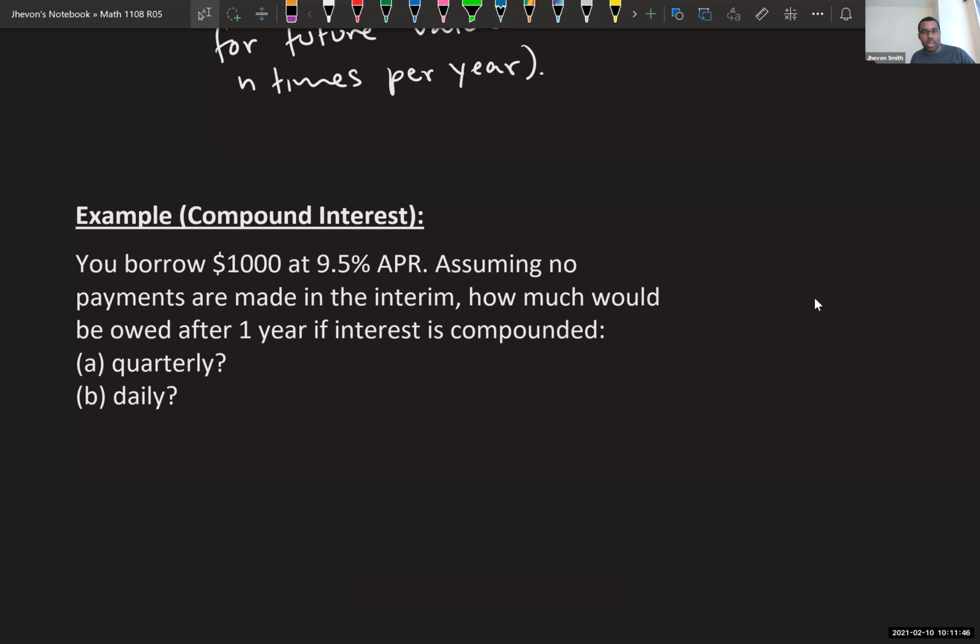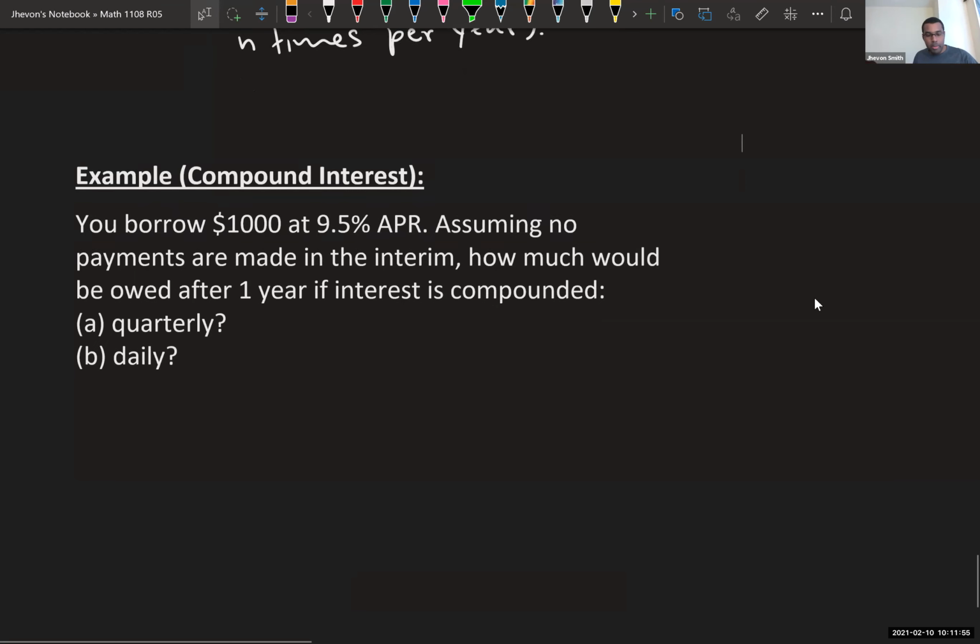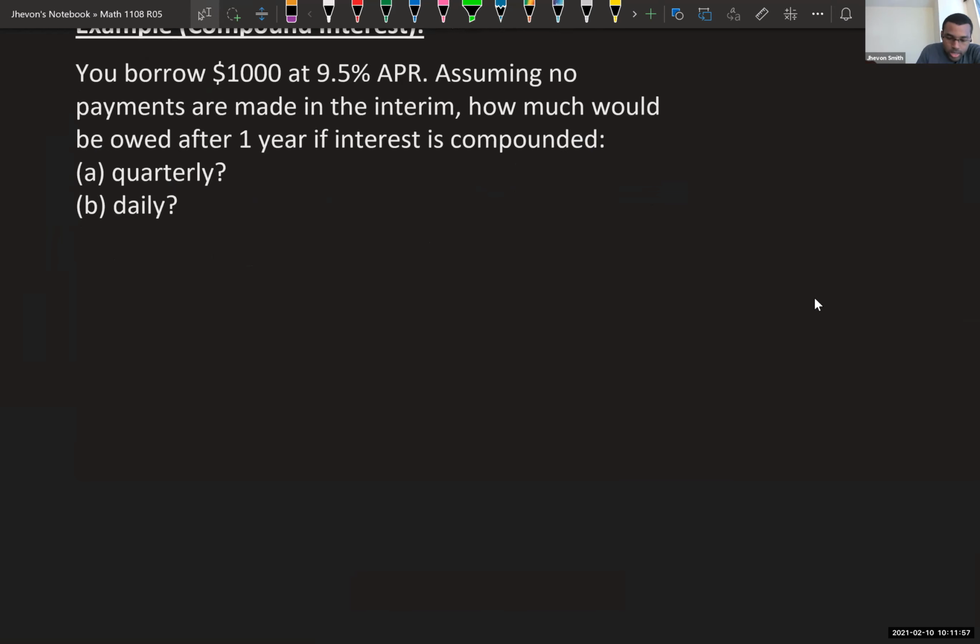So you borrow this at the beginning of the year. You don't pay anything back throughout the year. At the end of the year, you just say, okay, how much do I owe you? How much do I have to pay you back? How much would you have to pay back in both of these situations? So let's go to A.